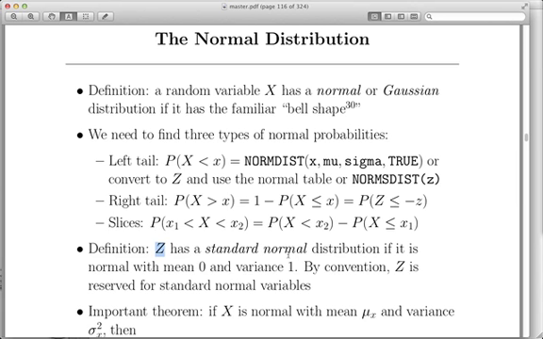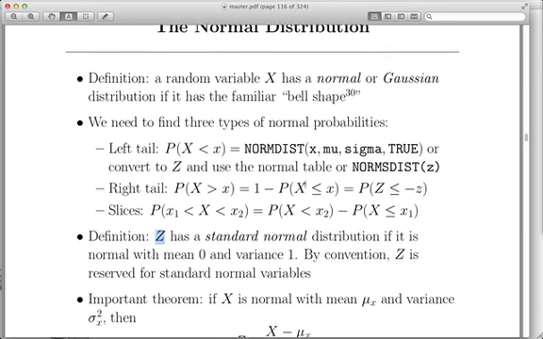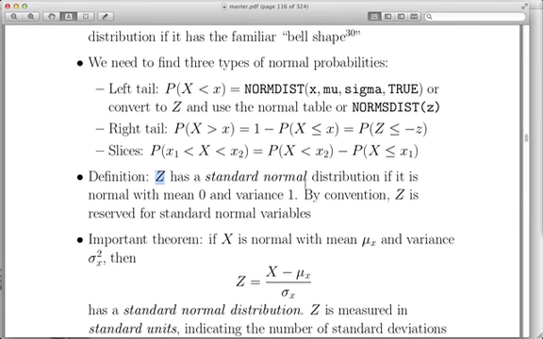So what this means is that if you start out with any normal curve, you can find areas under that by first converting it to a standard normal curve. Then you either use a standard normal table or the NORM.S.DIST function in Excel, and you can find these three types of areas. So let's talk a little bit about how you make that conversion.